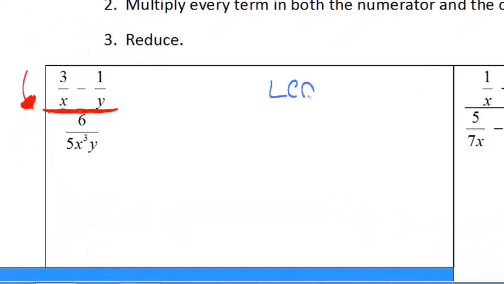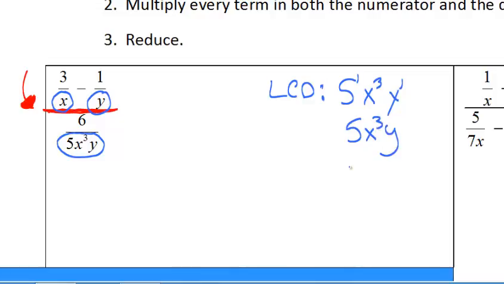My LCD for all denominators, I'm looking at x, y, and 5x cubed y. I have to find every single base independent. I have a 5, I have some x's, and I have some y's. The greatest exponent of 5 is 1. The greatest exponent of all of the x's is 3, and the greatest exponent of all the y's is 1. So we have 5x cubed y as our LCD. Now that I have 5x cubed y as my LCD, I'm going to do step 2.